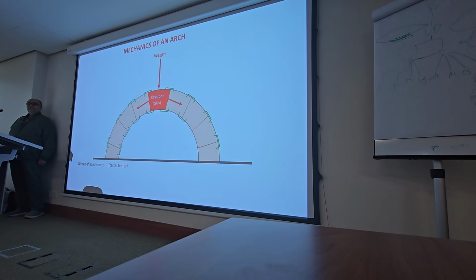What are these? Staples. Do we have staples in our body? Okay, we don't have staples, agree. Don't we have ligaments? So ligaments act as staples. Right?